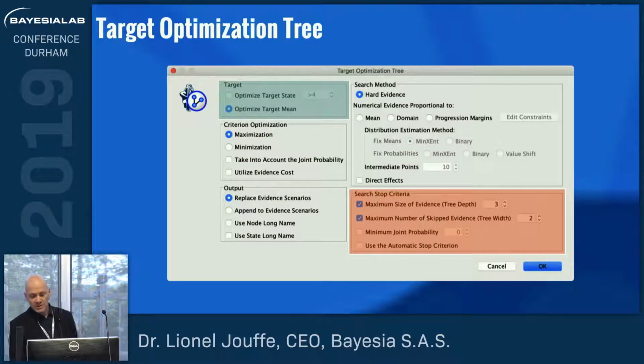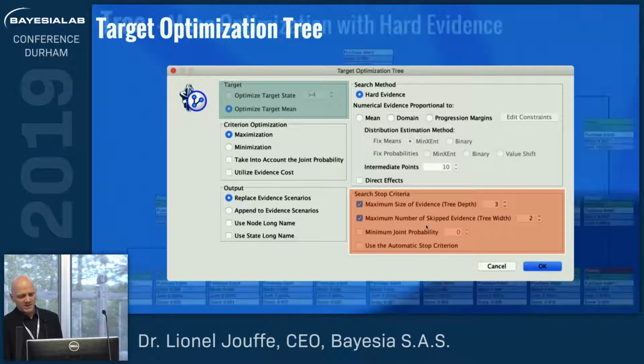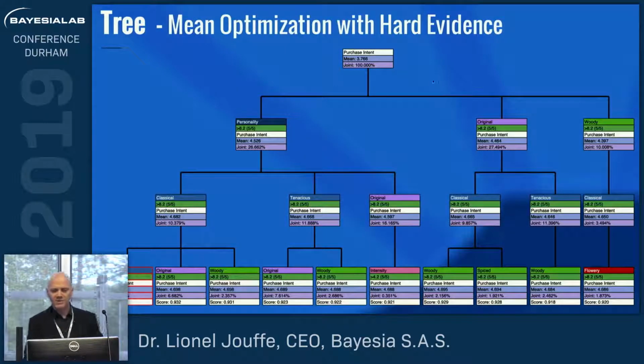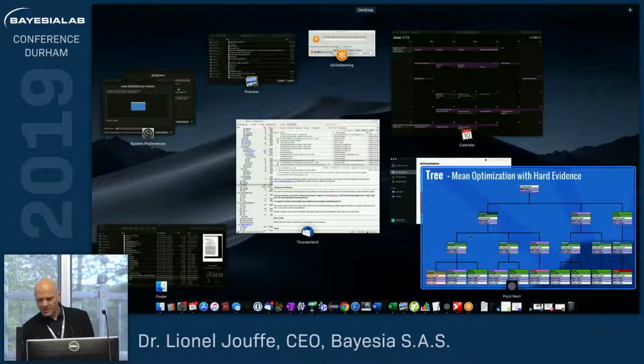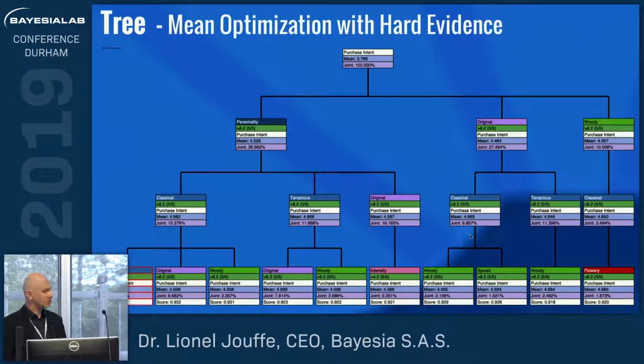The first one is the depth of the tree, how many evidence you are going to use, right? And also what we call the number of skipped evidence, which is, at the end of the day, the width of the tree, right? So this is working this way. You have your target node here with the original mean value. And on the left, you have the result given by the target dynamic profile. So this left side corresponds to the greedy search.